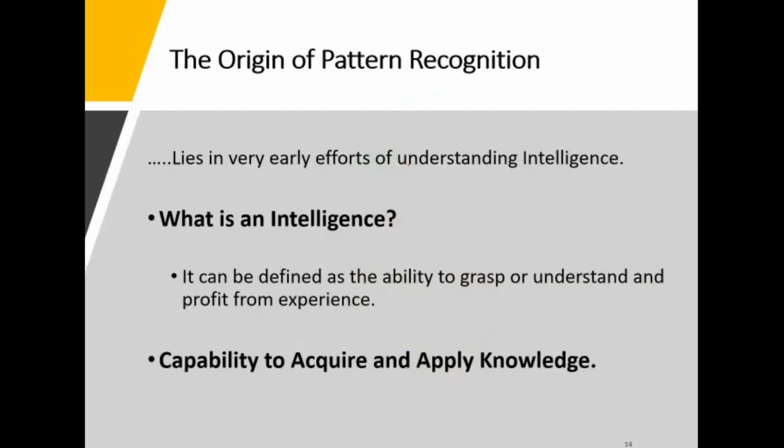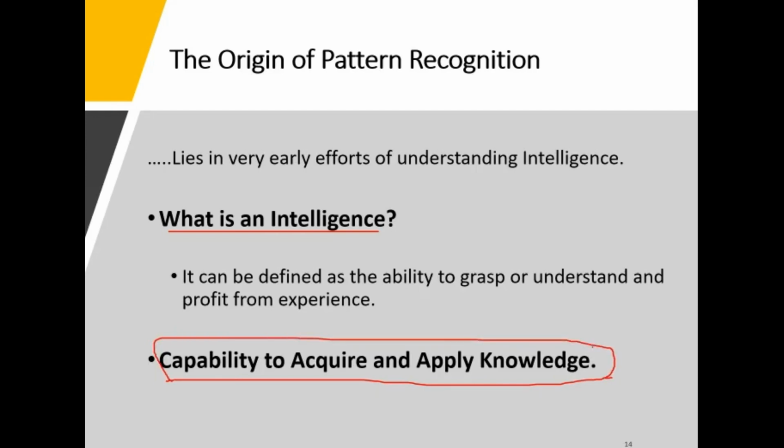Now, the origin of pattern recognition lies in very early efforts of understanding intelligence. So the question was, what is intelligence? We can define it as the ability to grasp or understand and profit from experience. The other definition is capability to acquire and apply knowledge. If you think about what is intelligence, can somebody tell me your definition? These are some bookish definitions of intelligence. This bottom one I find more appropriate: capability to acquire and apply knowledge.